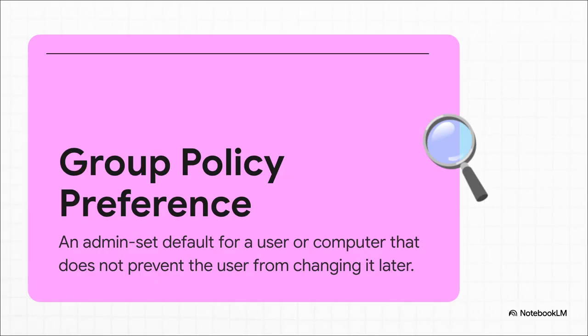And that brings us to the official lingo. A group policy preference is simply a default setting set by an admin that you, the user, are totally free to change later. So if your company's IT team suggests a certain homepage for your browser, that's a preference. But if they lock it and you can't change it, well, that's a policy.